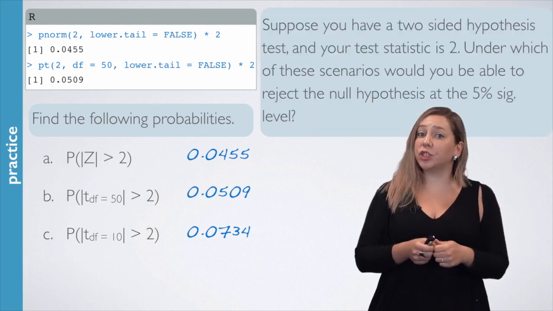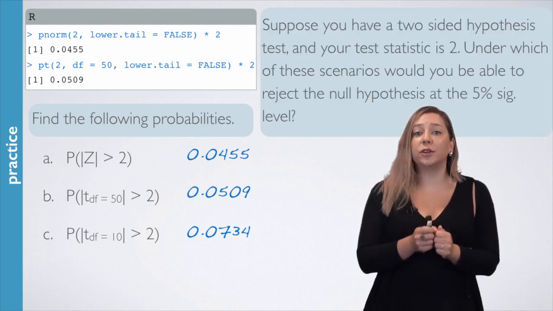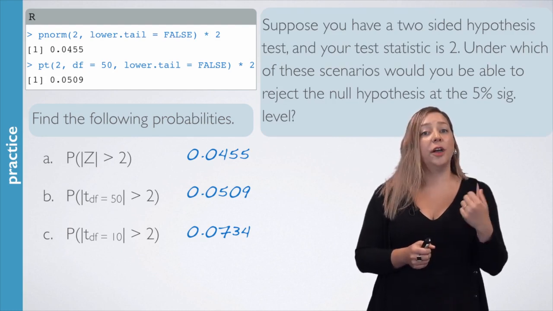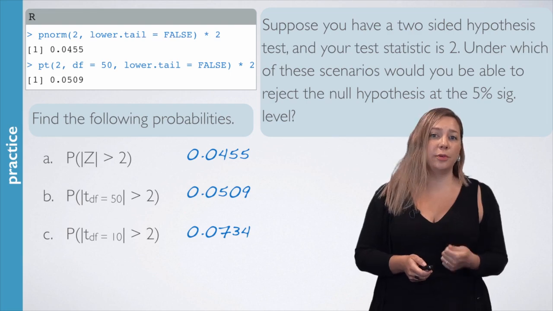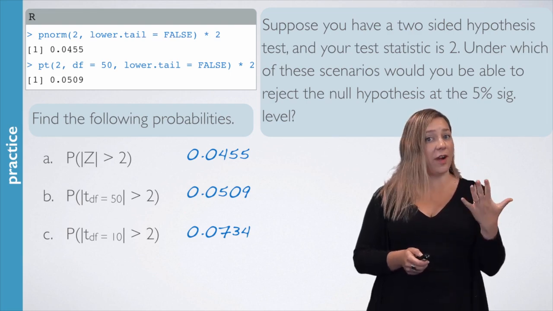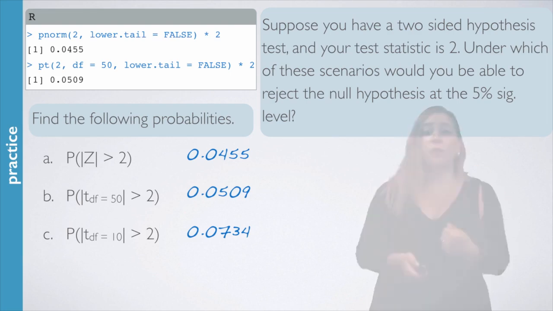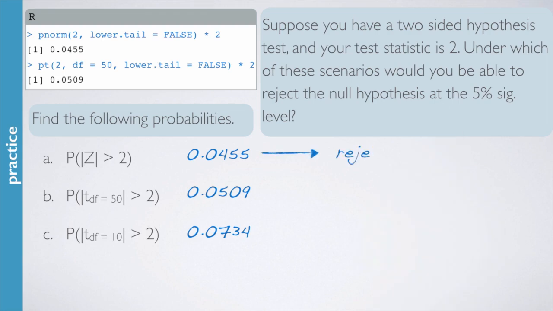Next, suppose you have a two-sided hypothesis test and your test statistic is 2. Under which of these scenarios would you be able to reject the null hypothesis at the 5% significance level? For the first scenario, we have a p-value of 4.55%, which is indeed less than 5%, so we would reject the null hypothesis. We would also like to mention that this p-value is pretty close to 0.05.